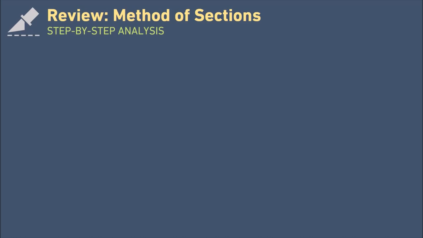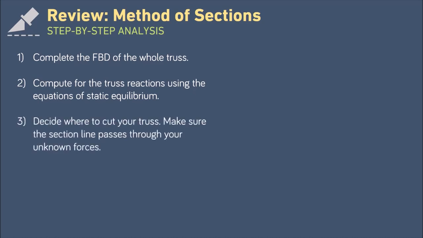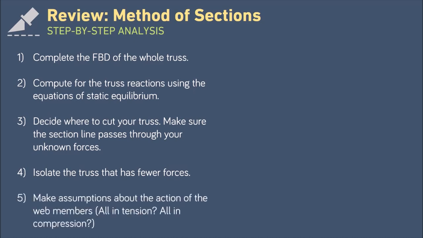To summarize, let's review the step-by-step analysis using method of sections. First, complete the FBD of the whole truss. Second, compute for the truss reactions using the equations of static equilibrium. Third, decide where to cut your truss. Make sure the section line passes through your unknown forces. Fourth, isolate the truss that has fewer forces. 5. Make assumptions about the action of web members. Are they all in tension or are they all in compression?